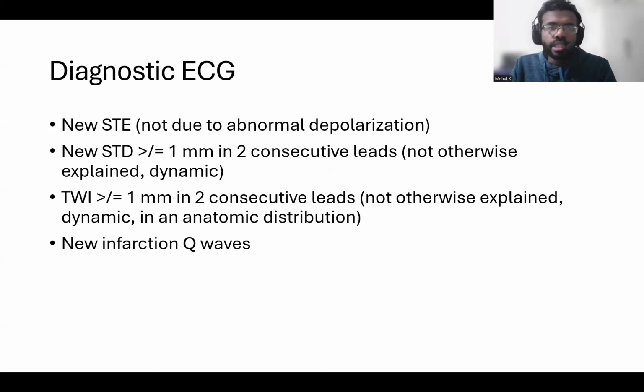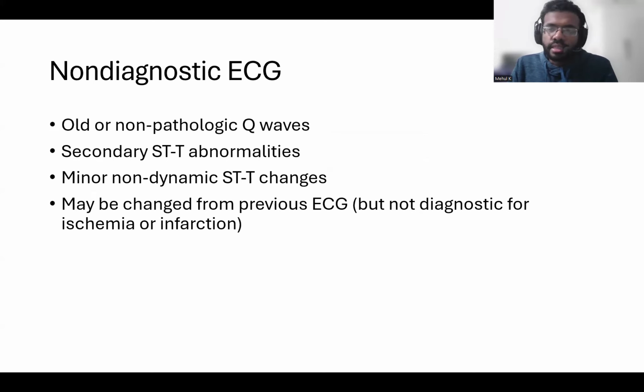So diagnostic ECG: new ST elevation, new ST depression, T wave inversion which is pathologic, and new infarction Q waves. All of these things, when you see them, you are definitely not going to say that this is a normal ECG, and you will take them very seriously if it's a patient coming with acute chest pain. Non-diagnostic ECGs are tricky and they are very common. So they are old or non-pathological Q waves, secondary ST-T changes, for example, if the patient is having LVH or LBBB or something, minor non-dynamic ST-T changes that you are not really sure what the significance is, and sometimes the ECG is changed from the prior ECG, but it's still not diagnostic of acute coronary syndrome.